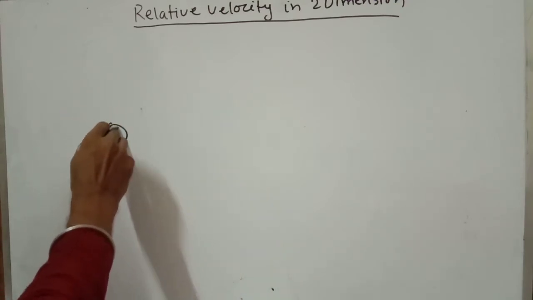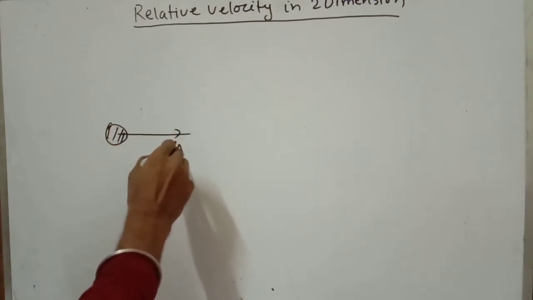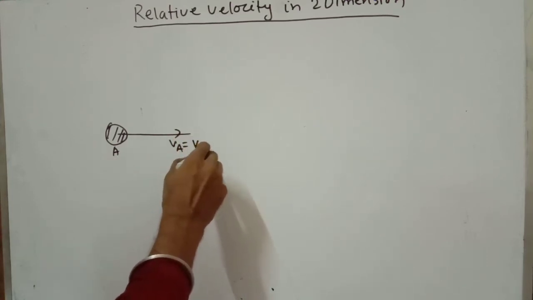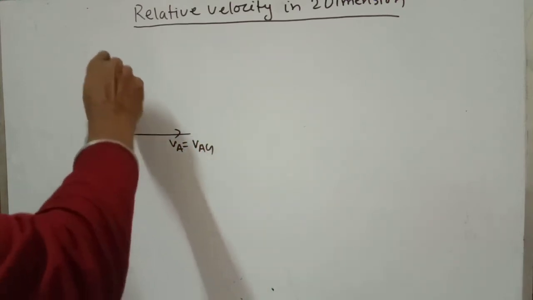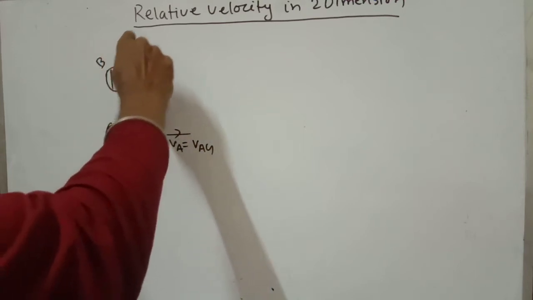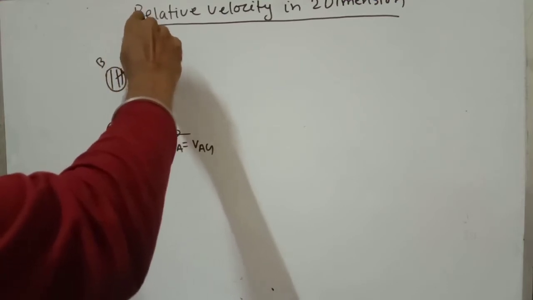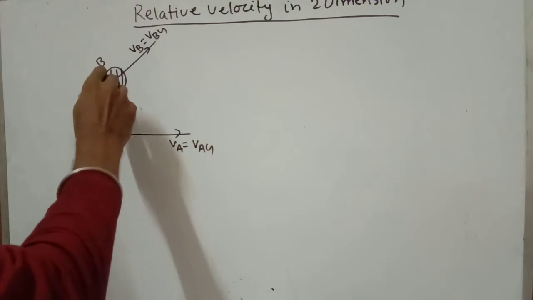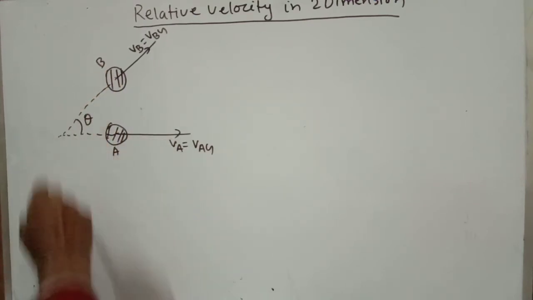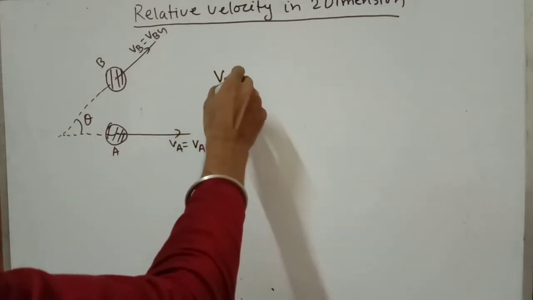Now, relative velocity in two dimensions. We consider two bodies. Let body A have velocity VA, that is the velocity of A with respect to ground. We consider another body B, with velocity VB in this direction, that is the velocity of B with respect to ground, and let both directions make an angle theta. We are going to find the velocity of B with respect to A.